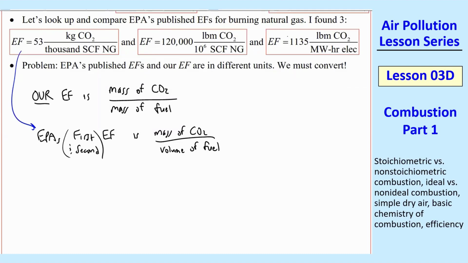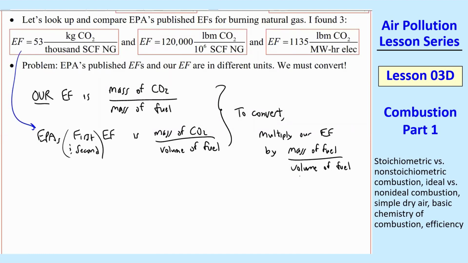So looking at the units, our EF is mass of CO2 per mass of fuel, whereas EPA's, the first 2 of them, are mass of CO2 over volume of fuel. To convert, we need to multiply our EF by mass of fuel over volume of fuel, and you can see that that will give us what we want because we're going to multiply by mass of fuel and then divide by volume of fuel. So we'll get our EF in terms of EPA's units, and that's exactly what we want to do. But notice that this mass of fuel per volume of fuel is simply the density of the fuel, which in our case is methane.